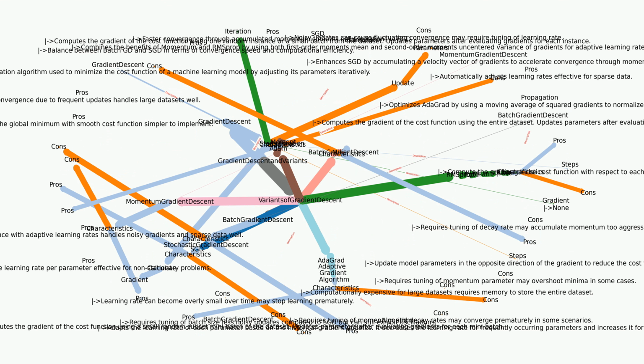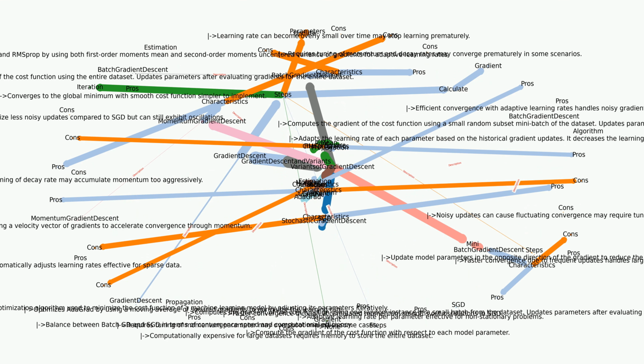Mini-batch gradient descent. Description: Computes the gradient of the cost function using a small random subset (mini-batch) of the dataset. Updates parameters after evaluating gradients for each mini-batch. Characteristics. Pros: Balance between batch GD and SGD in terms of convergence speed and computational efficiency. Cons: Requires tuning of batch size, less noisy updates compared to SGD, but can still exhibit oscillations.